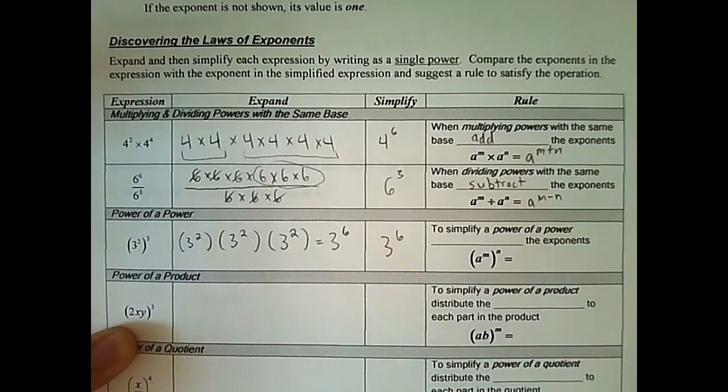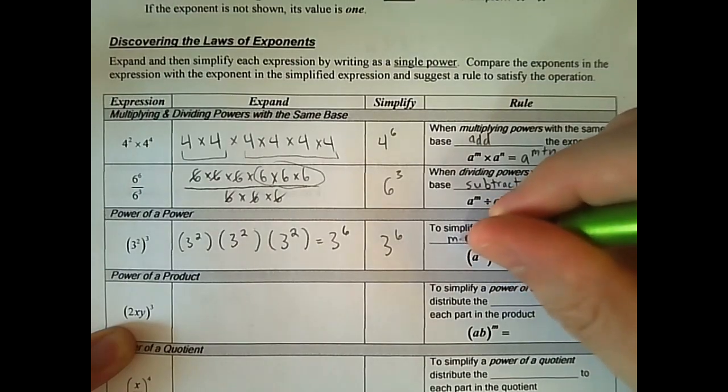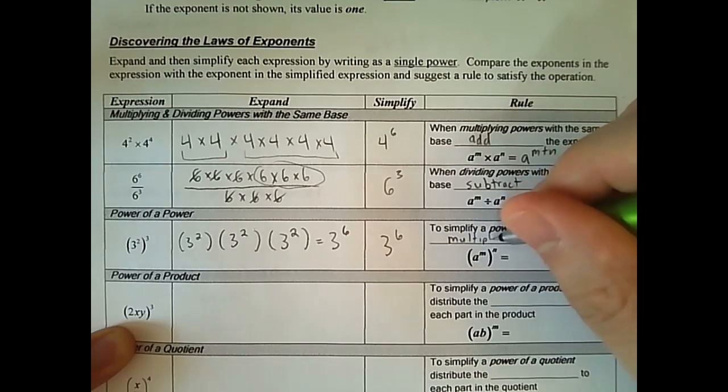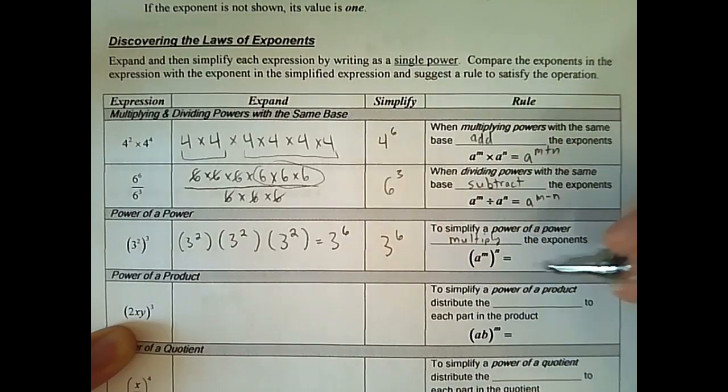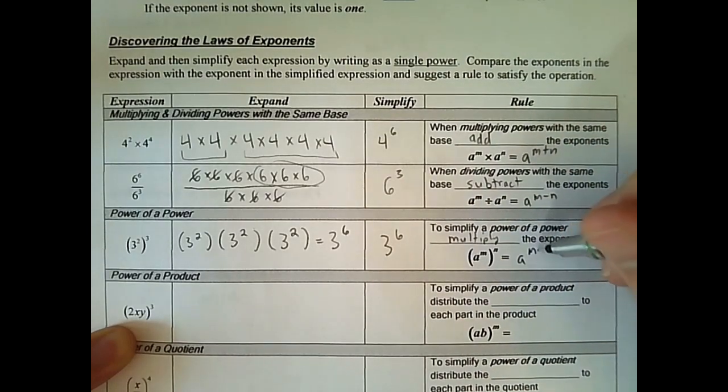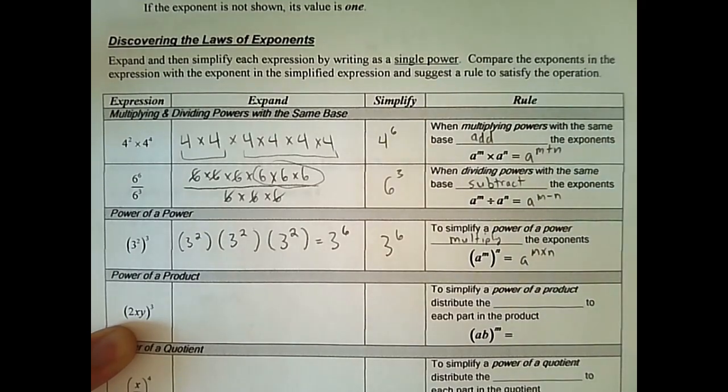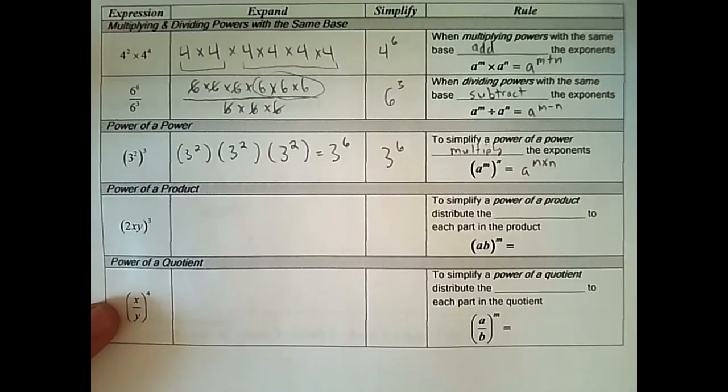So to simplify a power of a power, we're just going to multiply the exponents, which is equal to a^(m×n). All right, these are the two that people might need a refresher on.